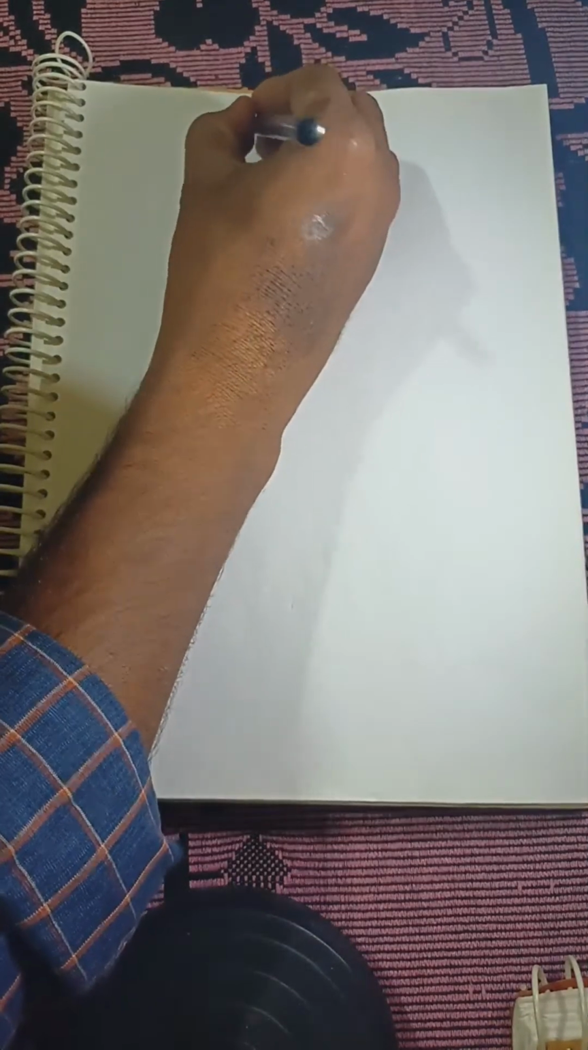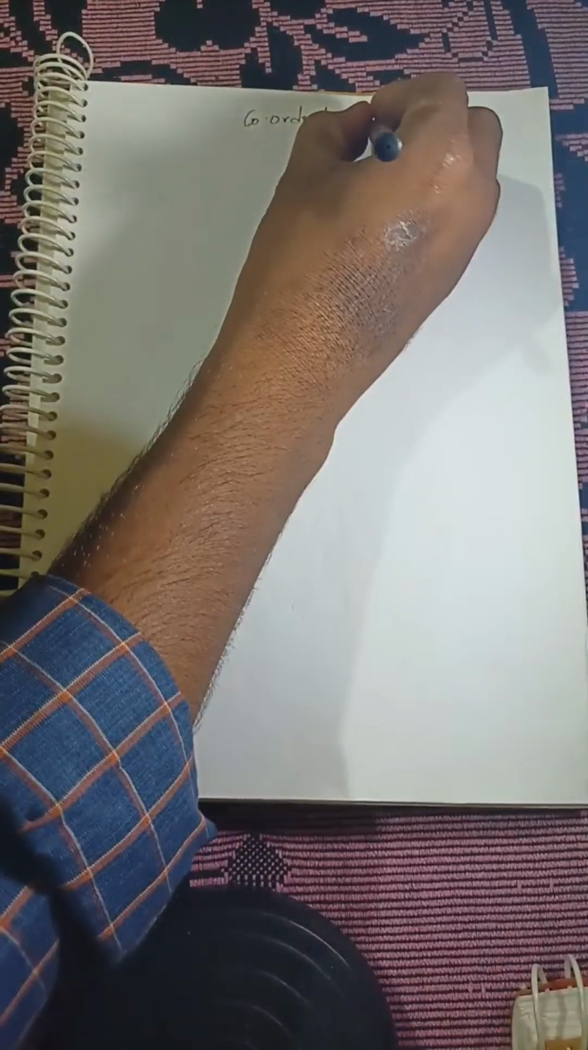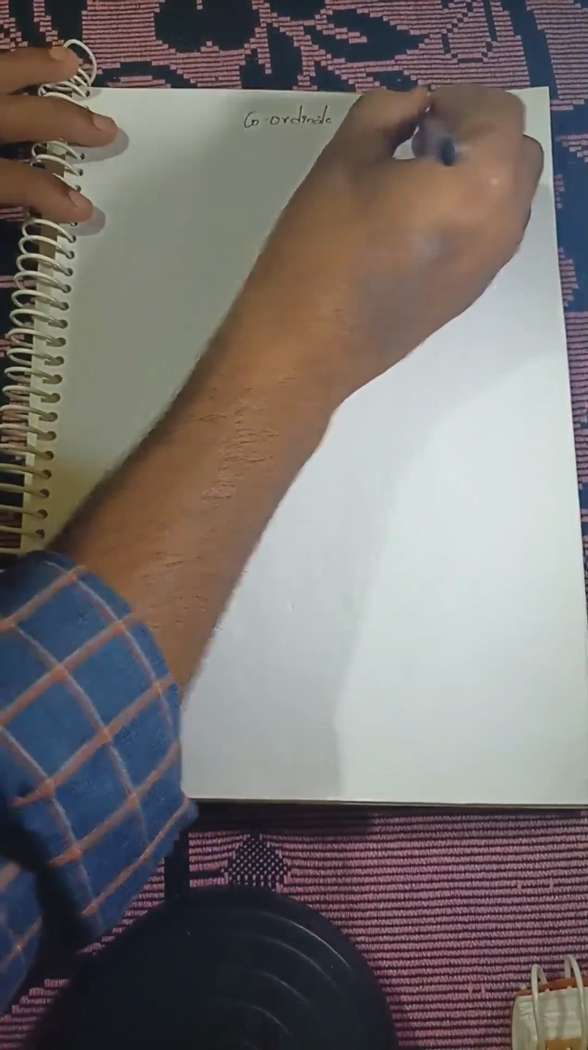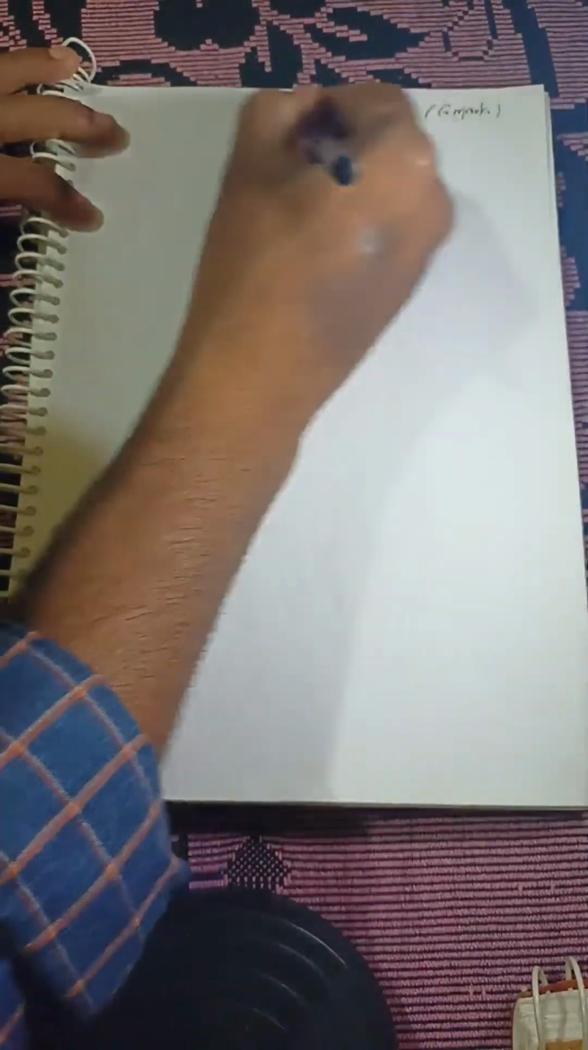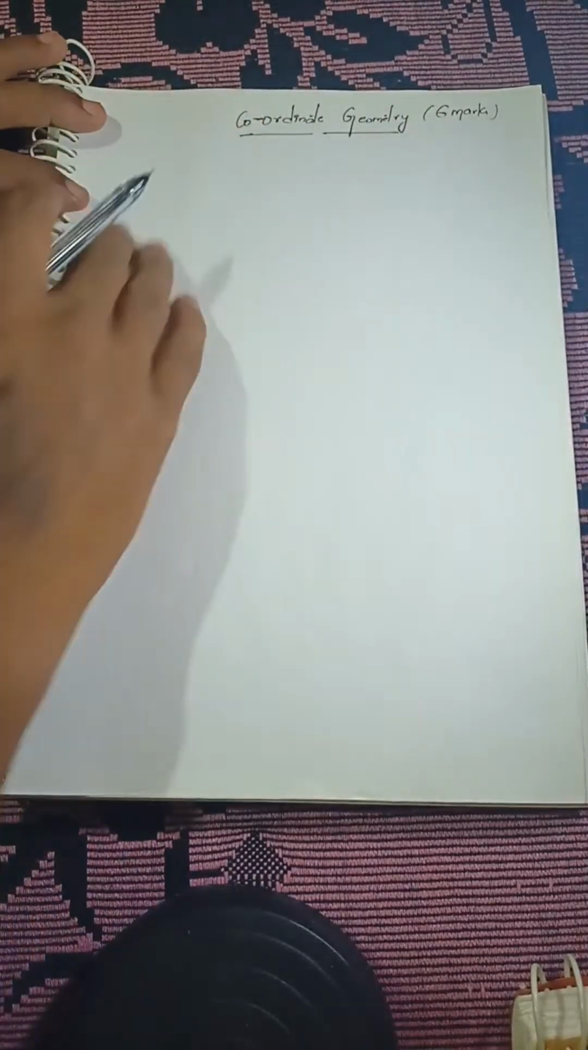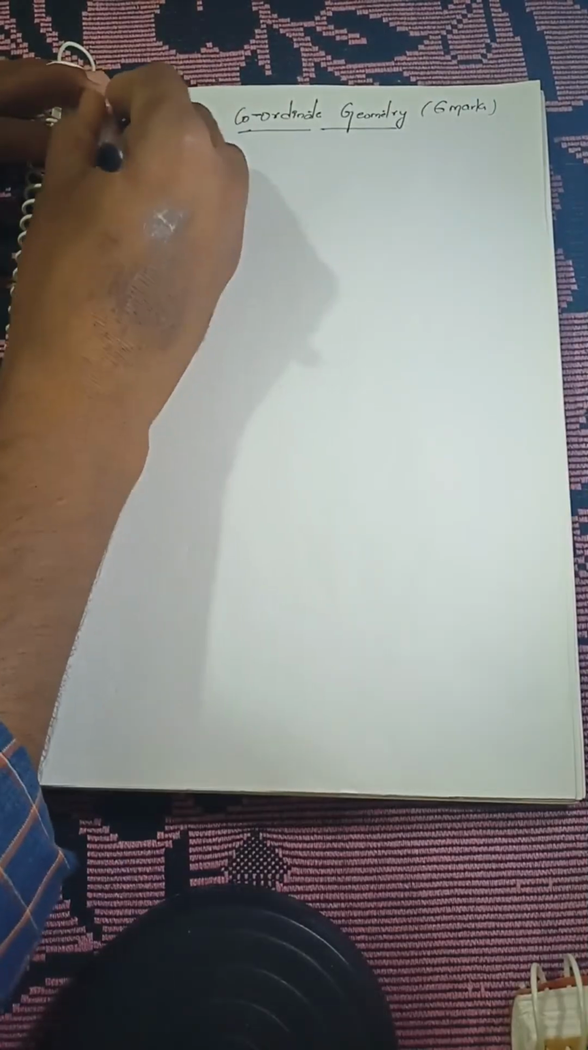So coordinate geometry. In coordinate geometry, we are going to get 6 marks totally from this chapter. If you want the complete details of each chapter-wise, you can go to the website called cbse.in. In this website, you can go for the curriculum. There you can see all the details which are given. Now we go for coordinate geometry. Today we are going to learn about the formulas of coordinate geometry.